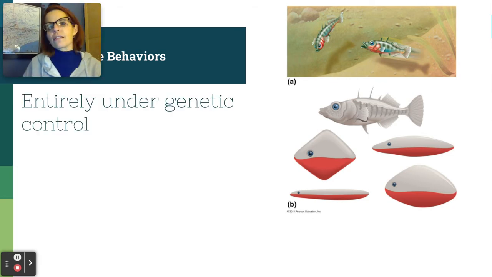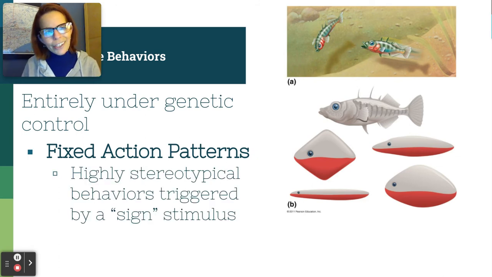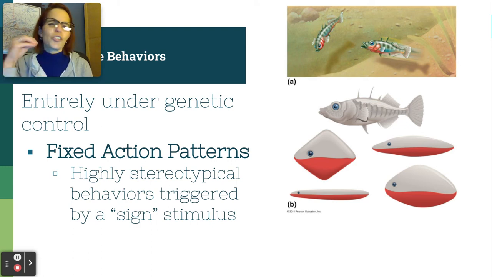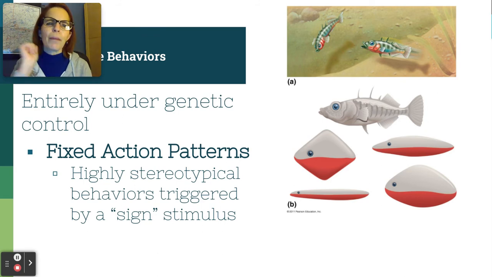Innate means it's entirely under genetic control. It's not something that they've learned, they just know how to do it. Humans have some innate behaviors, they have many more learned behaviors. Sometimes these are called fixed action patterns. A fixed action pattern is a highly stereotypical behavior that's triggered by a sign stimulus. Stereotypical, what do we mean by that? It's not stereotypes like we think of. Stereotypical means I could just describe it, and every one of the members of that species, if you have the proper signal, is going to do exactly that behavior. That's what we're talking about by highly stereotypical.